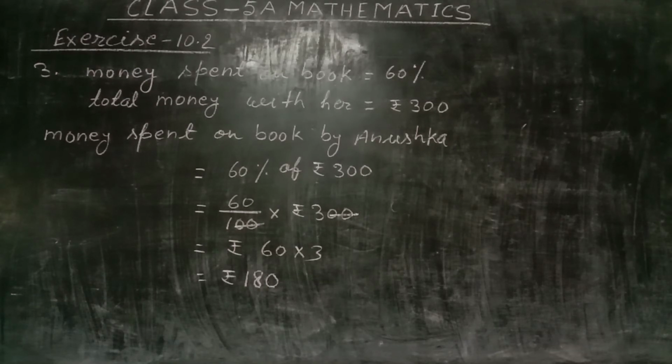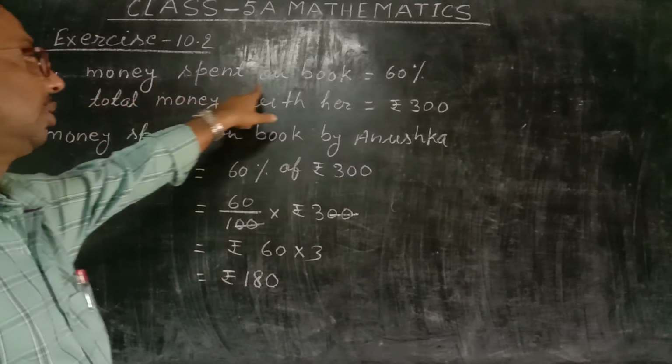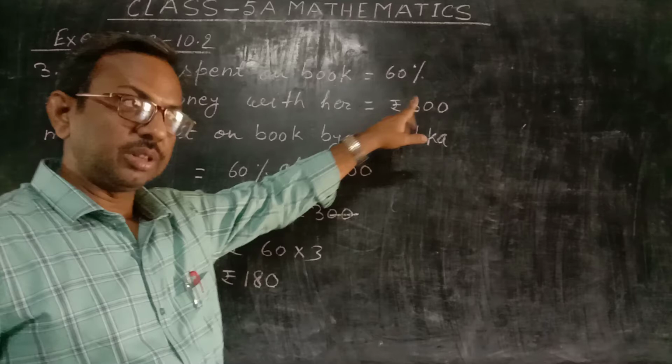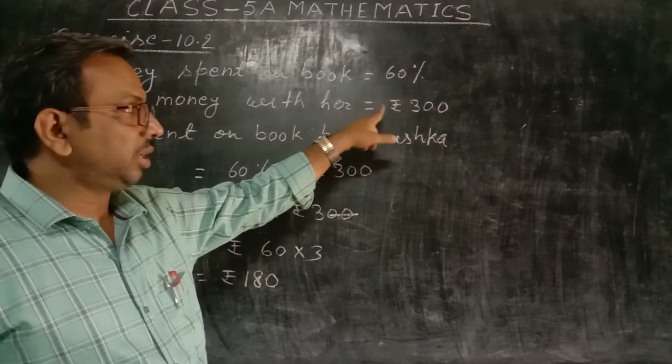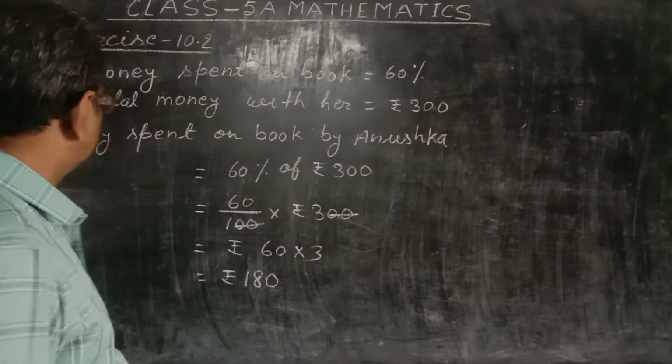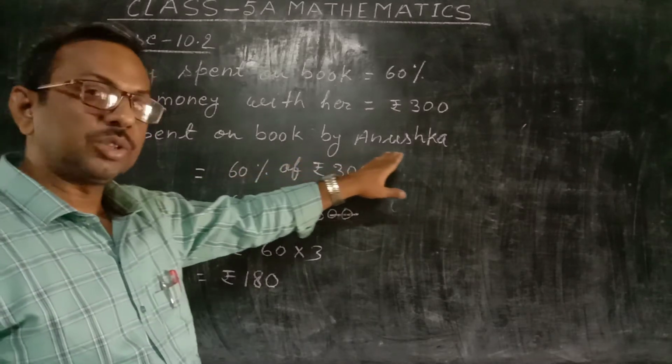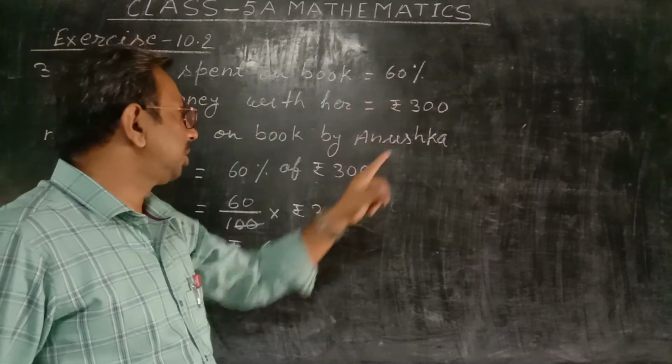Question number 3 states that Anushka spent 60% of her money on books. Find the amount she spent if she had rupees 300 with her. The first statement I wrote here, money spent on the book equal to 60%. That is given in the percentage. Then total money with her equal to rupees 300. So money spent on the book by Anushka equal to 60% of 300.